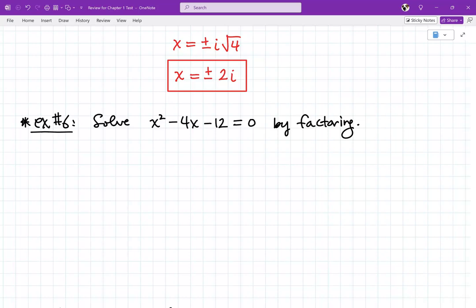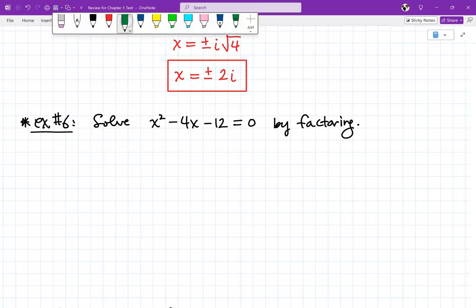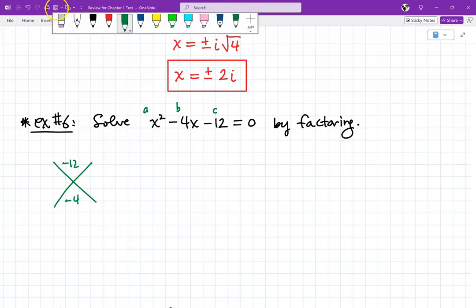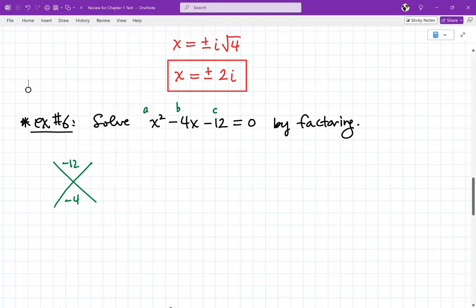Okay. So example 6 says solve this by factoring. In order to solve by factoring, well, this is a trinomial, so we're going to do the X method. Let me put the X method right here. A, B, C goes there. A times C is negative 12. B is negative 4. Now I'm going to think of two numbers that multiply to negative 12 and add up to negative 4. That would be negative 6 and positive 2. Since I have to divide by A, but A equals 1, that means I don't have to divide, right? So these are the two.